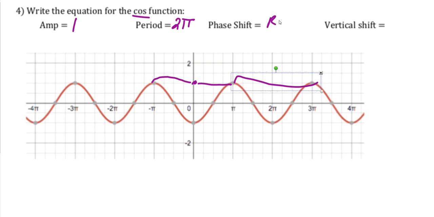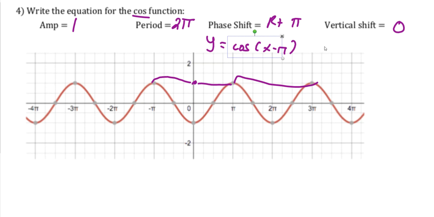So I'm going to say we went right 1 pi. Someone else is going to say left 1 pi. Someone's going to say we reflected. Any correct answer will do. And our equilibrium stayed the same, so we have a vertical shift of 0. So I can write this as y is equal to cosine of x minus pi, whereas someone in the back is going to write y is equal to cosine of x plus pi. All right? And someone's going to say, well, I'm going to put a negative here. We're not going to have any transformations. I can say, okay, we'll deal with that.